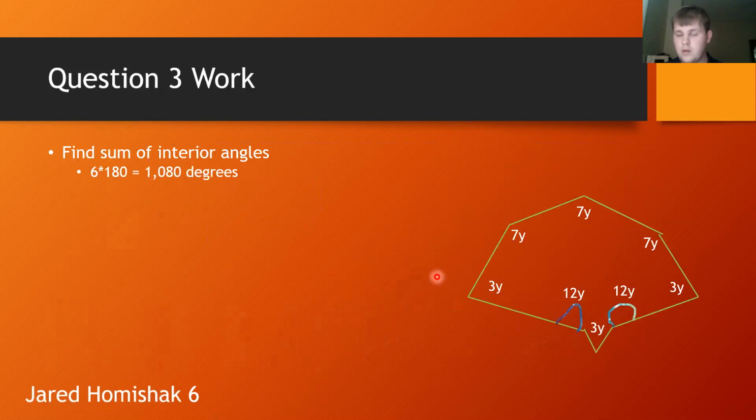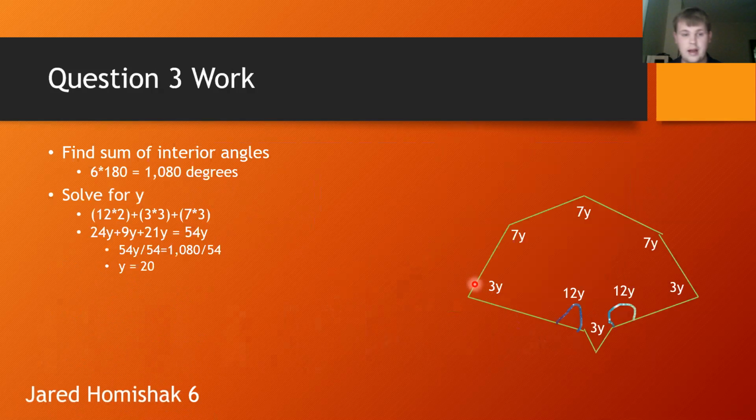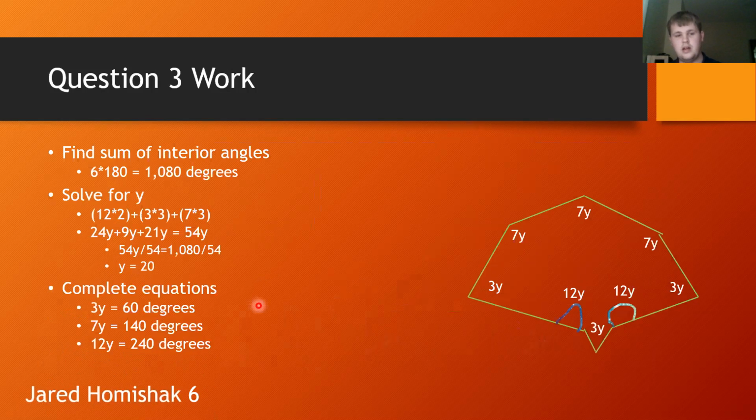We want to try to figure out what y is, and we have enough to solve for y. We start off by adding all of the y variables to get 54y, and then divide both sides by 54 to get our final answer. And now we find out that y is equal to 20. With that in mind, all you have to do is plug in 20 for y and do the multiplication, and you get the final answers right here. That's what the math comes out to.